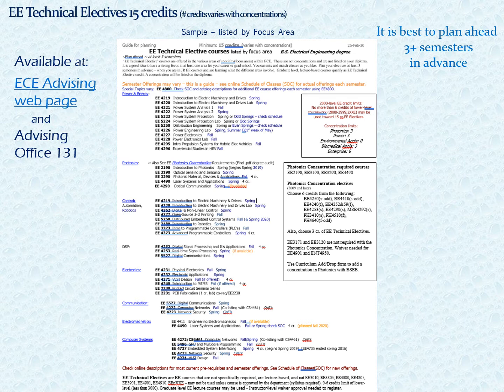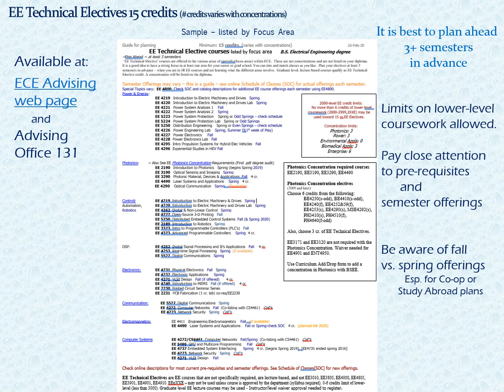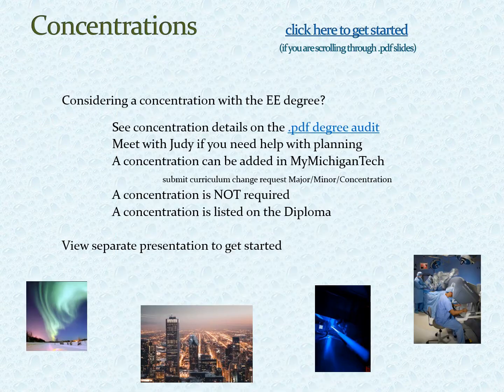EE electives do not allow project, research, enterprise, or co-op credits. EE elective courses are offered once per academic year, either fall or spring, and some are prerequisites to another, which is why it's best to plan 2 or more semesters in advance. You can find this list in the Advising office and on the EE Advising webpage.